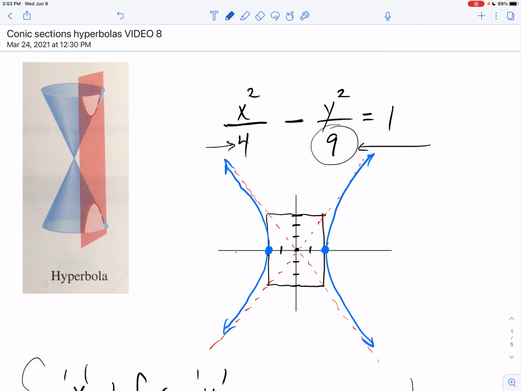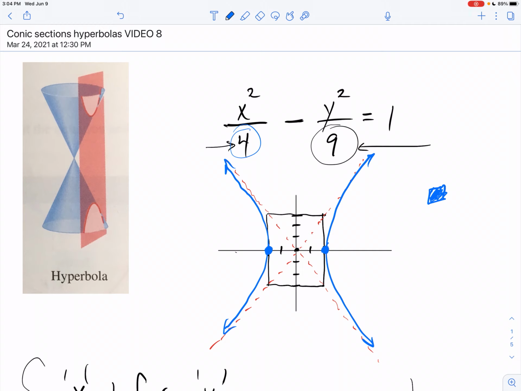The blue part of this graph is the hyperbola. All this other stuff is just markings to help me draw it correctly. And as you can see, that was sideways 2 units right, 2 units left. Guess what? Those are called the vertices on this. The vertices are at positive or negative 2.